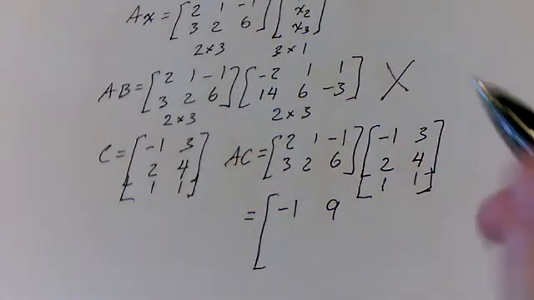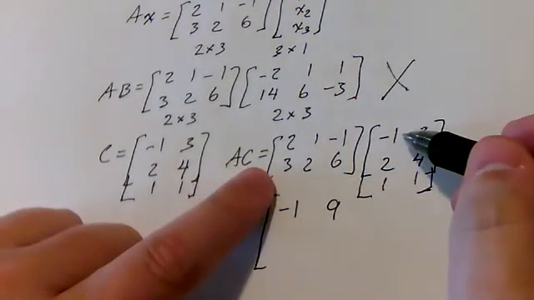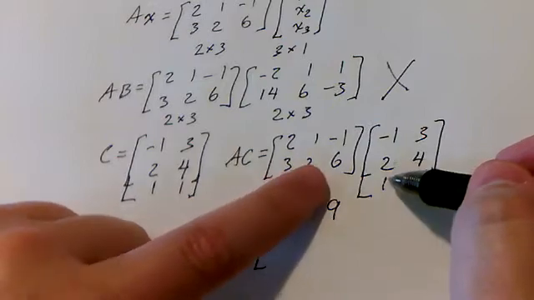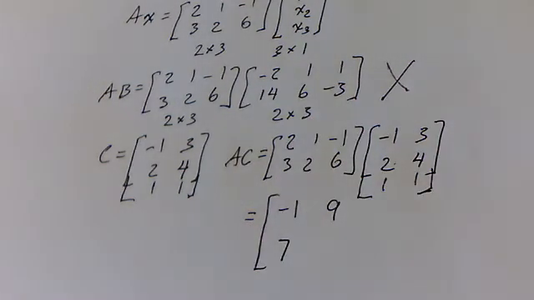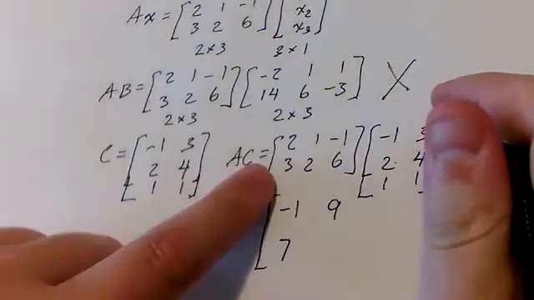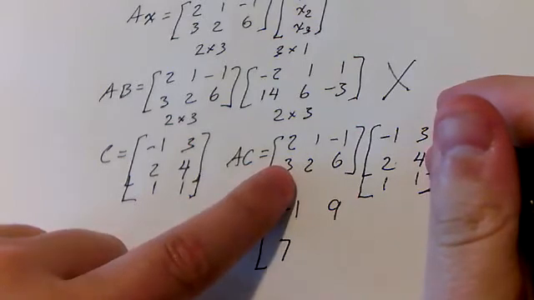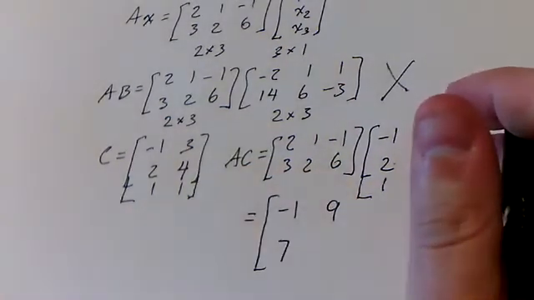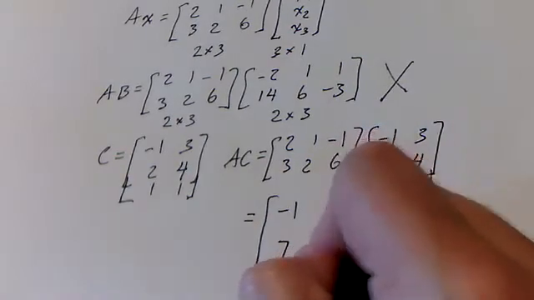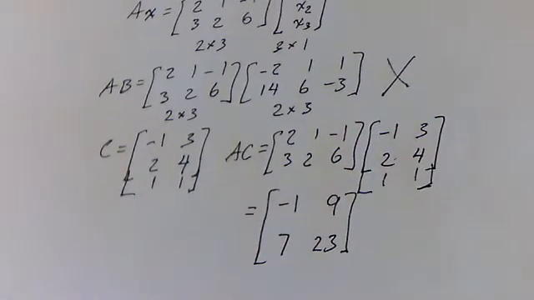Then I go to the second row. 3 times negative 1 is negative 3. 2 times 2 is 4. And 6 times 1 is 6. So negative 3, 4, and 6 is going to make a positive 7. And I'm going to have 9, 8, and 6. 9, 8, 17. 6 makes 23. So AC then is that matrix.